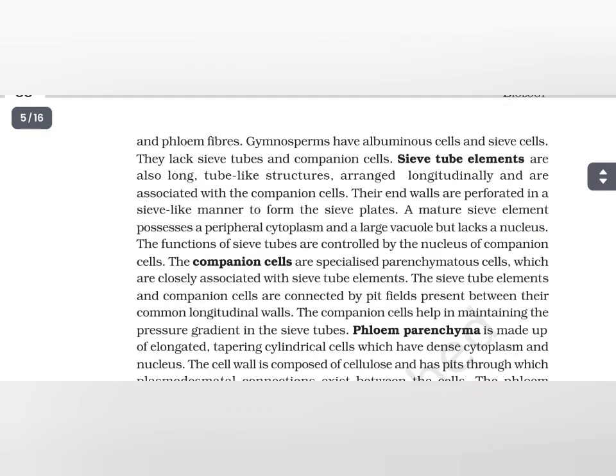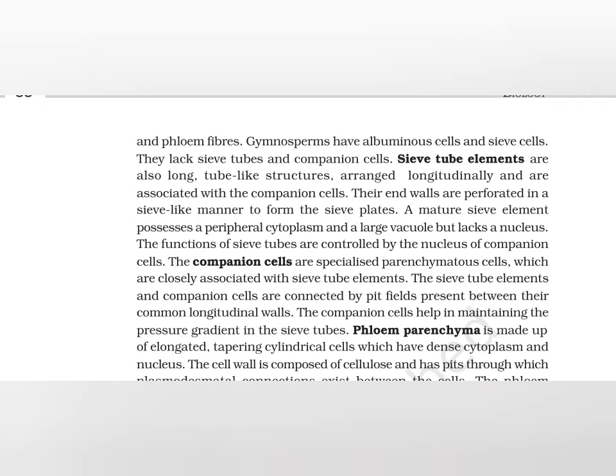Gymnosperms have albuminous cells and sieve cells. They lack sieve tubes and companion cells. Sieve tube elements are also long, tube-like structures arranged longitudinally and are associated with the companion cells. Their end walls are perforated in a sieve-like manner to form the sieve plates. A mature sieve element possesses a peripheral cytoplasm and a large vacuole but lacks a nucleus. The functions of sieve tubes are controlled by the nucleus of companion cells.